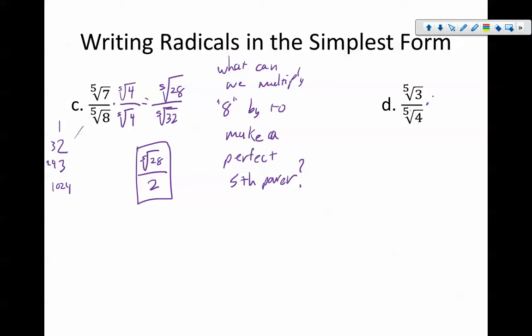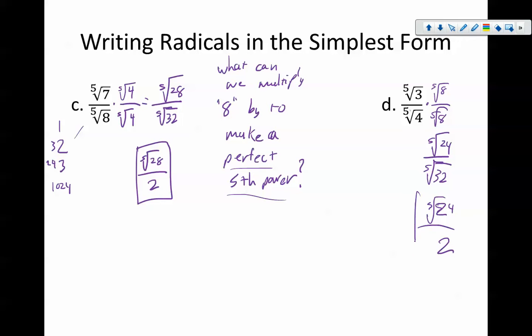If I multiply the top and bottom by the fifth root of 8 this time, the denominator becomes the fifth root of 32. The numerator is the fifth root of 24. That doesn't affect what we're doing. But having the denominator be a perfect fifth power lets me simplify it to a 2. And I get my final answer. This is a 24, by the way, not an 8.